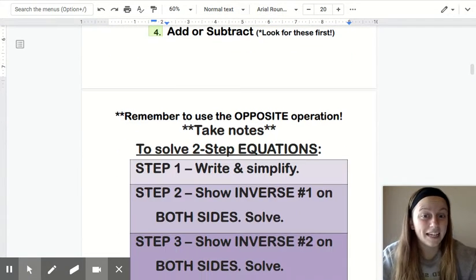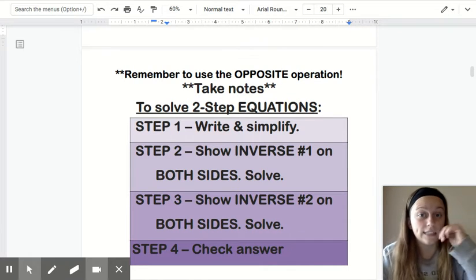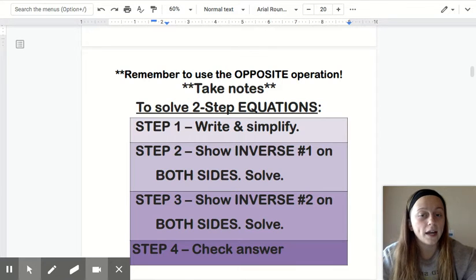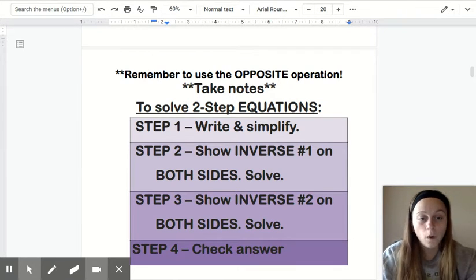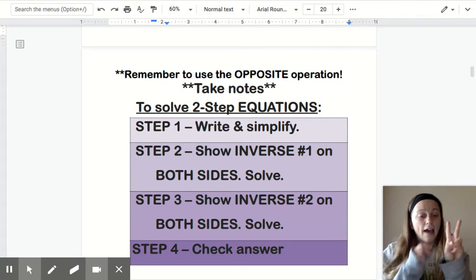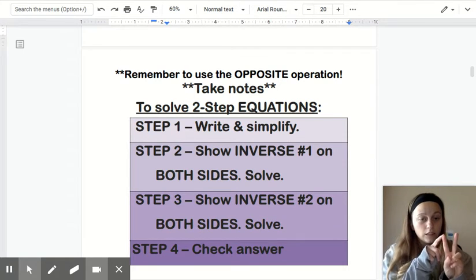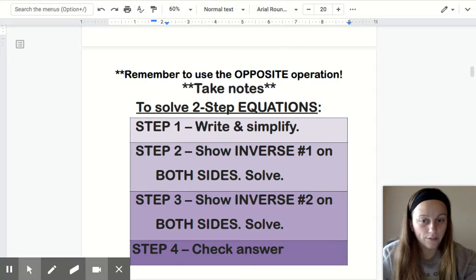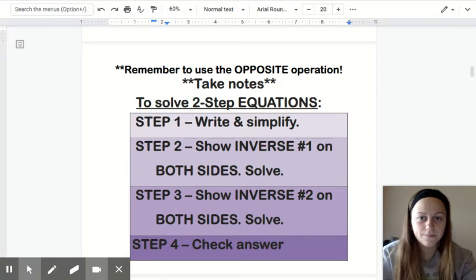Oh, just kidding. Let's take note of our steps. This says take notes. That means write this down. Step number 1, write and simplify, just like we did with our one-step equations. Write it and simplify it. Step number 2, show inverse number 1 on both sides. So there's two types of math. Figure out which math to get rid of first, and then show that one's inverse on both sides. Solve it, then show the inverse of the other type of math and solve it. And then we can check our answer at the end.